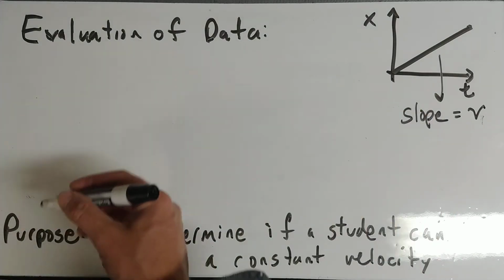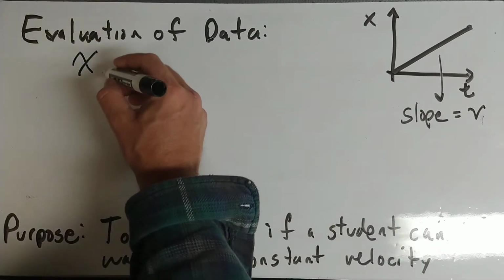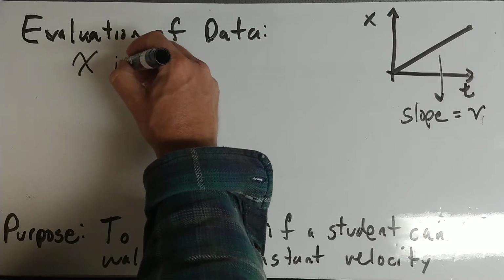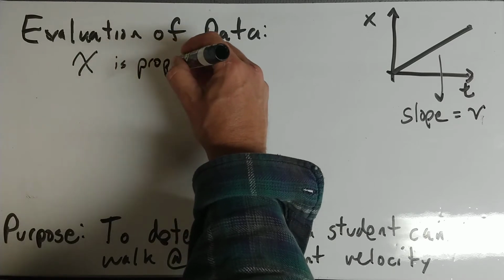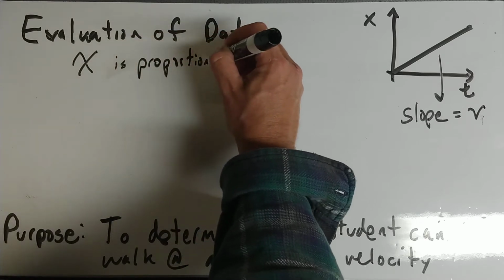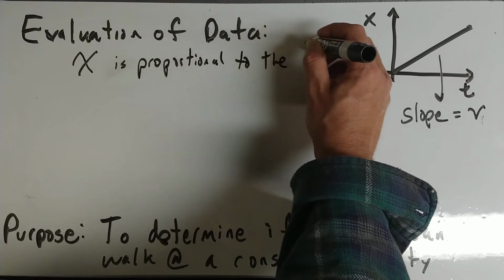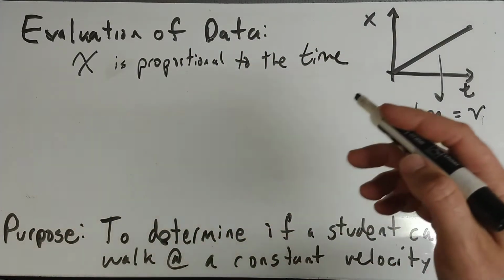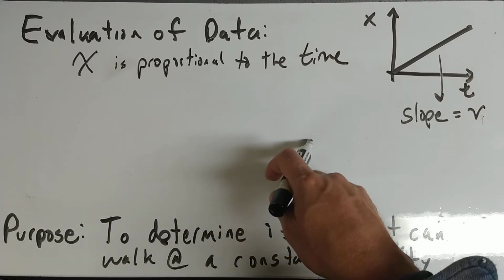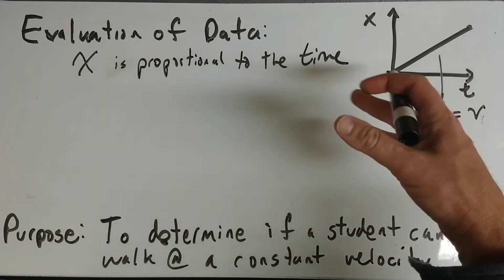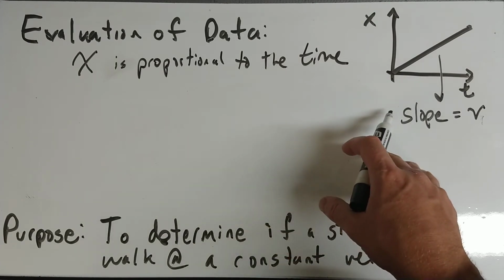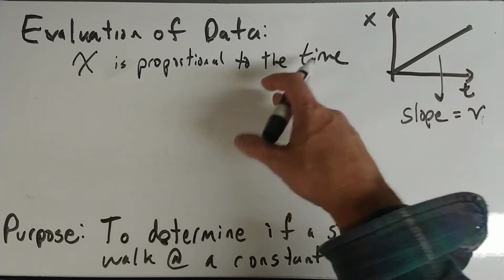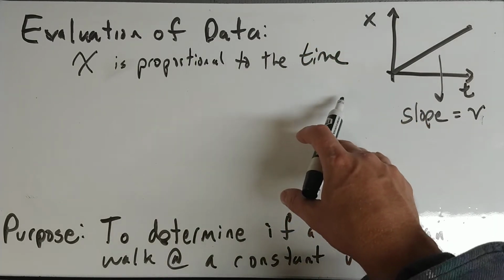Just by looking at the line, we saw that the position of the student is proportional to the time. All right, we saw the position is proportional to the time. That's kind of a weird way of saying it was a direct relationship between position and time. As time went up, position went up at a constant rate along with it.